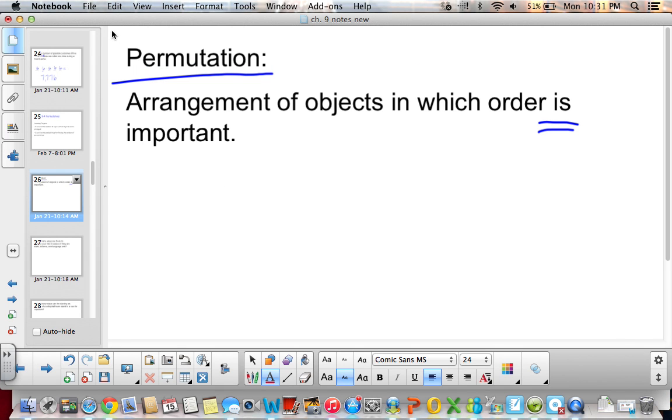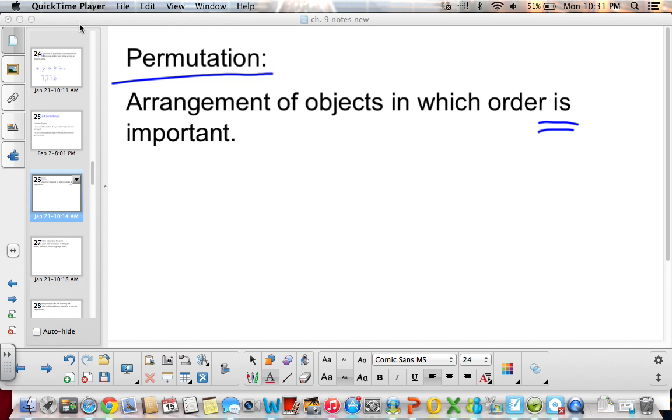So a permutation is something that you should write down in your notebook. I would write this word and circle it. A permutation is an arrangement of objects in which order is important. So order does matter when we're determining if the situation given to us is a permutation.